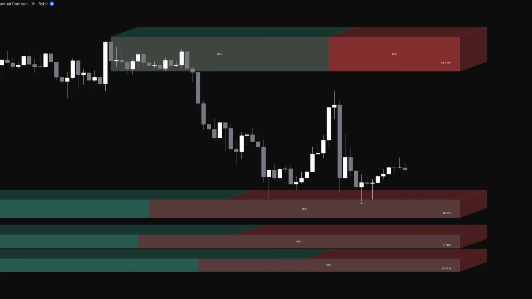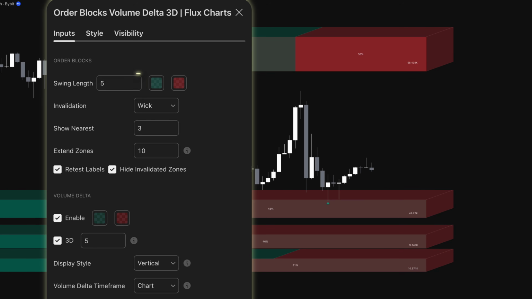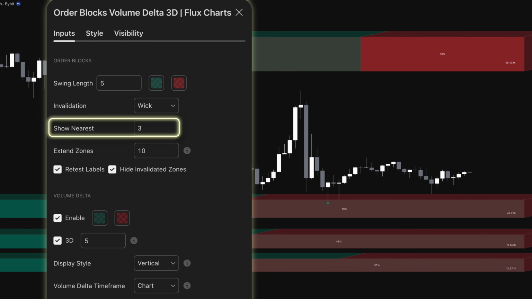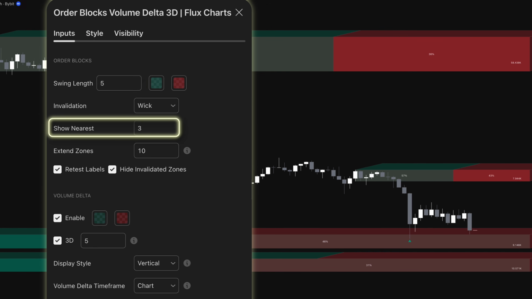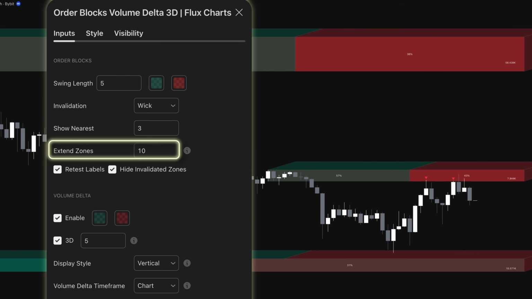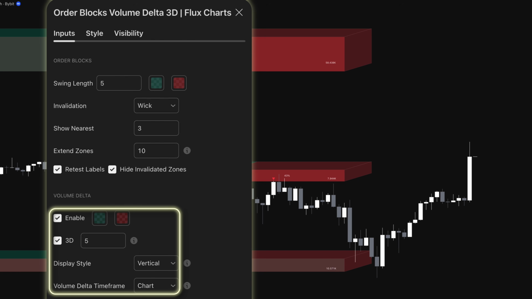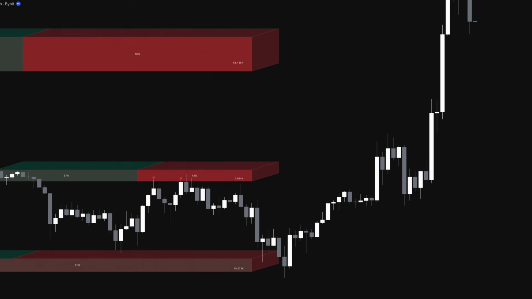The retest detection requires a very specific condition. The candle must open and close outside the zone while wicking into it. This ensures the retest happened during a continuation move rather than consolidation within the zone. Customization includes swing length, invalidation method selection, number of nearest zones to display ranging from 1 to 20, zone extension in candles, and comprehensive volume delta controls, including time frame selection and display style preferences.